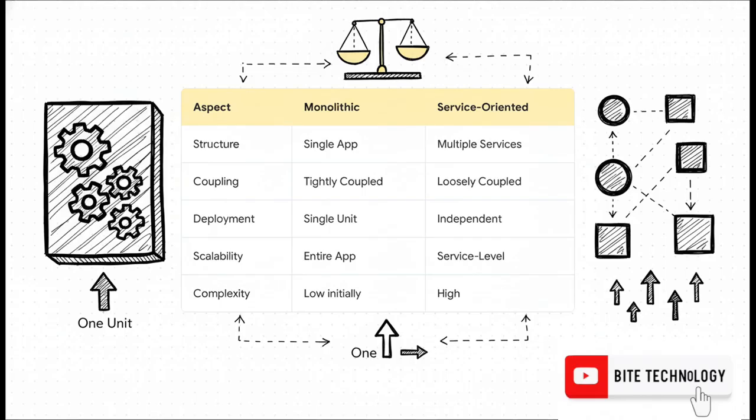And that directly affects deployment. With a monolith, it's all or nothing. With SOA, you can push out updates to individual services. And that leads to the biggest difference of all, scalability. Monolith, you scale the whole thing. SOA, you can be surgical and scale just the one service that's getting hammered.